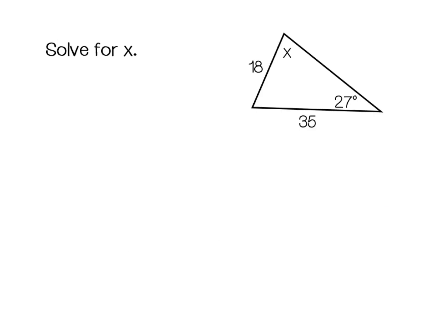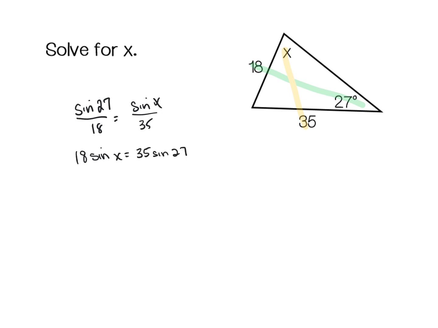All right, in this one here, again, we're going to start with our side and angle pairs. So I have a complete one here, and then I have this one here where I'm solving for x for my angle. So let's go ahead and set up our proportion. We have the sine of 27 over 18 equals the sine of x over 35. Go ahead and cross multiply like always. So we have 18 times the sine of x equals 35 times the sine of 27. Trying to get x by itself, so I need to divide both sides by 18. So I have the sine of x is equal to 35 times the sine of 27 over 18.